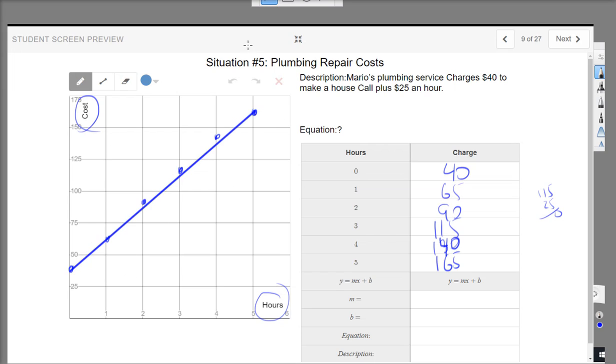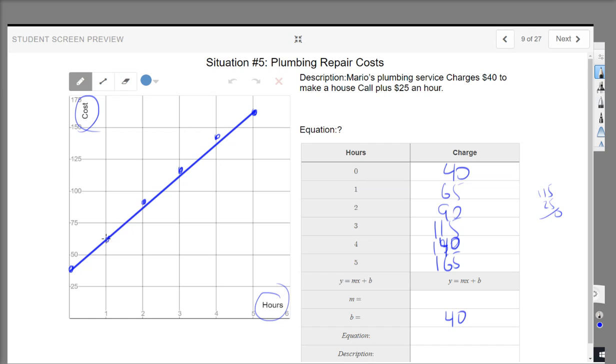Okay, we have your y-intercept. Your y-intercept happens at 40. It tells you when he's there for 0 hours, he's going to charge you not free, it's going to be 40. So that's your y-intercept. B is your y-intercept. It's where the line crosses the y-axis, so it's at 40. And your slope is a number.